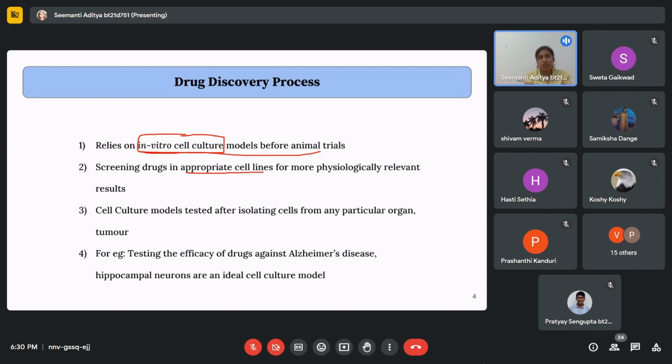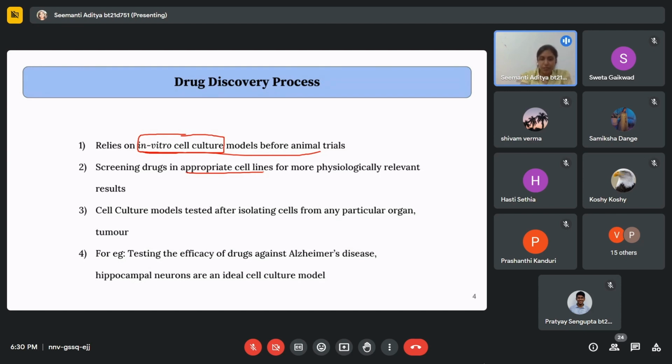And it has to be physiologically relevant, because for drugs, ultimately, the main goal is to use these drugs in a human setup. And if we are not properly screening them at the in vitro level, then it will be difficult to use them in more physiologically relevant conditions.